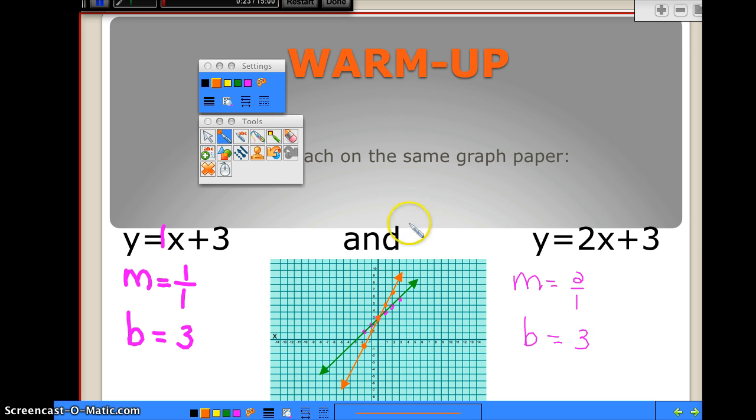Okay, so that's what it would look like, and we're going to get into equations like this where they actually intersect, and we look for an intersecting point like this one.